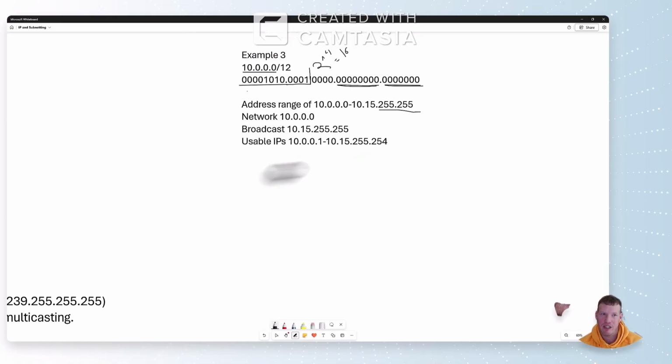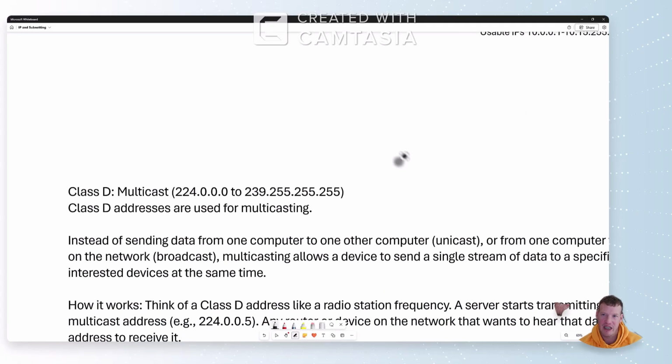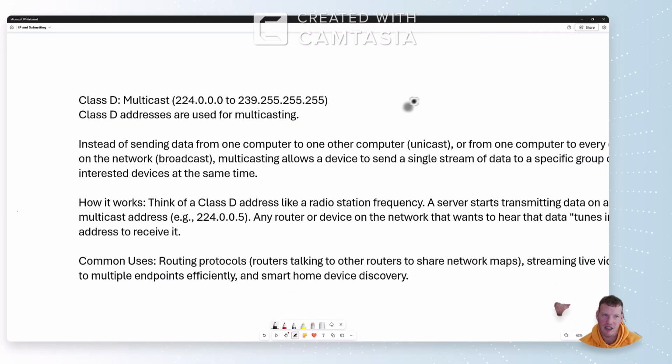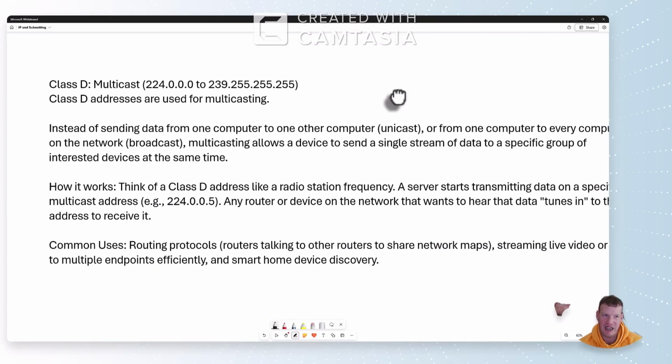The last thing I want to talk about are some unique address spaces called Class D and Class E. Class D is a multicast IP range. It's 224.0.0.0 to 239.255.255.255. Class D addresses are used for multicasting.